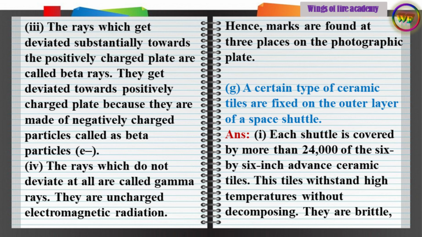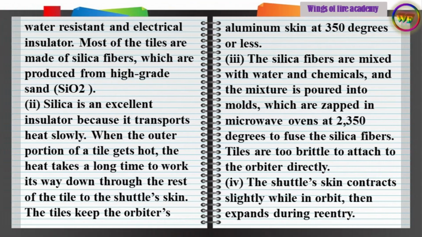G. A certain type of ceramic tiles are fixed on the outer layer of a space shuttle. Answer. 1. Each shuttle is covered by more than 24,000 of the 6 by 6 inch advanced ceramic tiles. These tiles withstand high temperatures without decomposing. They are brittle, water-resistant, and electrical insulator. Most of the tiles are made of silica fibers, which are produced from high-grade sand, silicon dioxide.